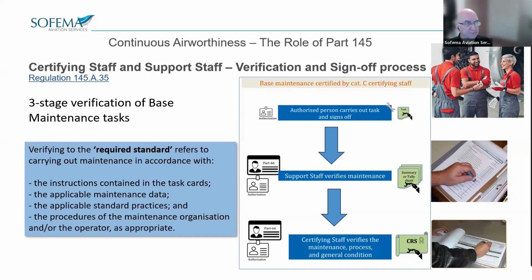So what do we mean by the required standard? The required standard for maintenance is that you've done the instructions contained in the task cards. You've used the applicable maintenance data. That's usually maintenance manuals, but also IPCs, component manuals. That the engineer has followed the applicable standard practices and the procedures of the maintenance organisation itself.